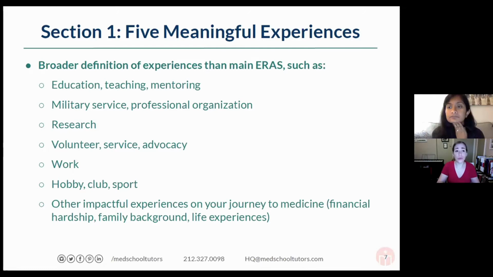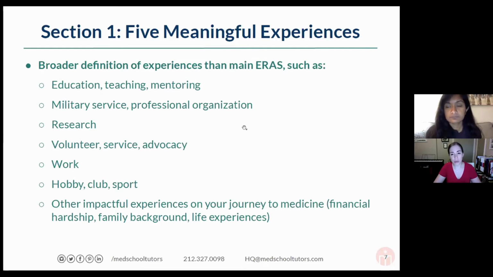So you can include educational experiences, teaching, any work experience or research you've had, volunteering, even things like hobbies, sports, clubs, anything that's impacted your journey to medicine. And the idea here is, rather than the main ERAS application, which is kind of like a CV, where you just list what you did in each experience, in this one, you are going to describe how that experience was meaningful and how it influenced your decision to apply into the specialty that you're applying into.